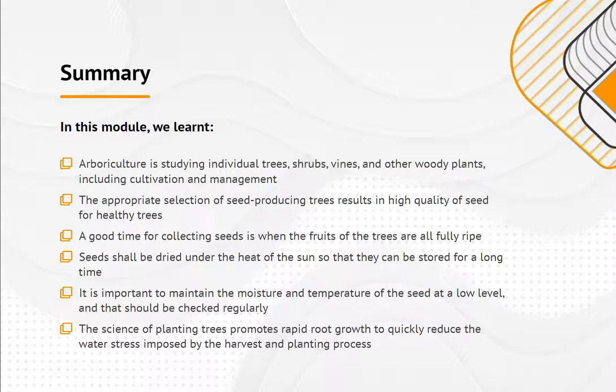Seeds shall be dried under the heat of the sun so that they can be stored for a long time. It is important to maintain the moisture and temperature of the seed at a low level, and that should be checked regularly. The science of planting trees promotes rapid root growth to quickly reduce the water stress imposed by the harvest and planting process.